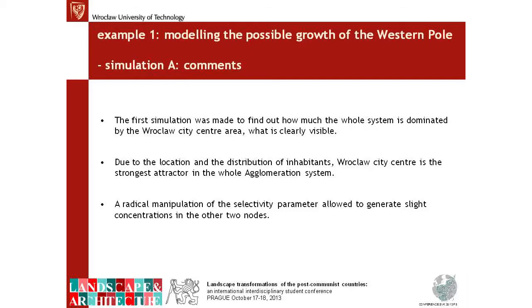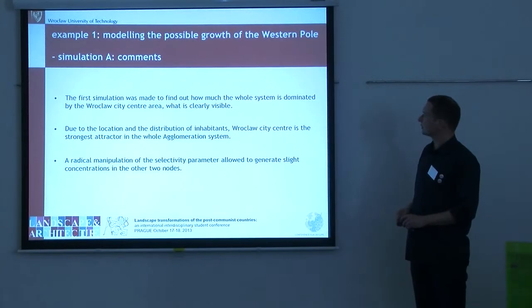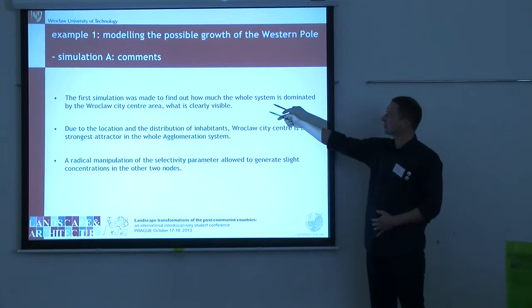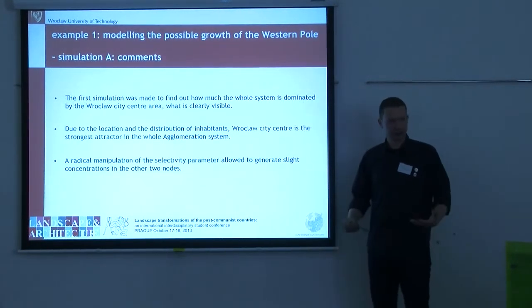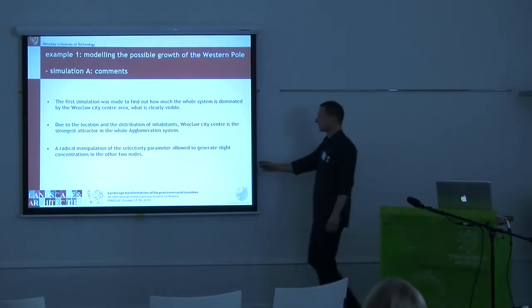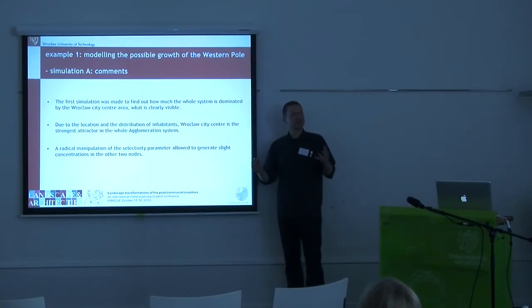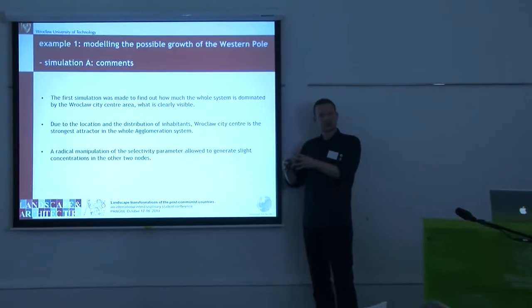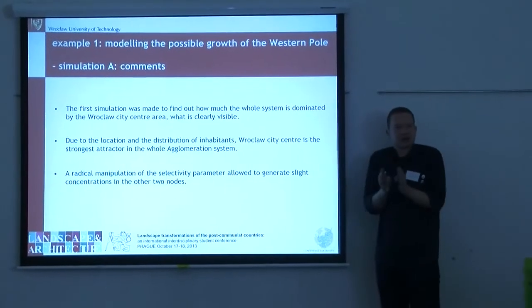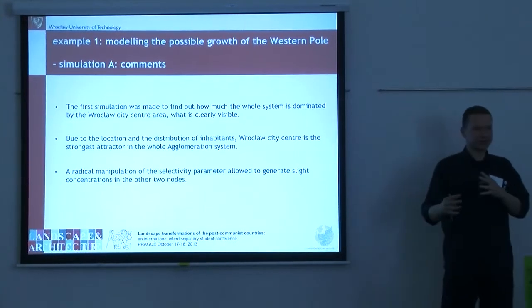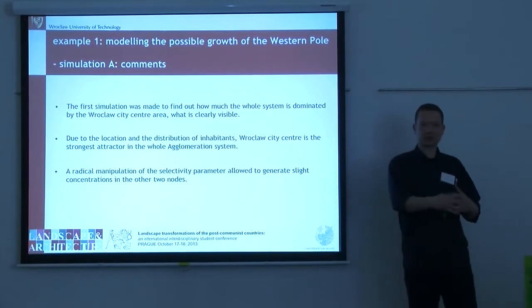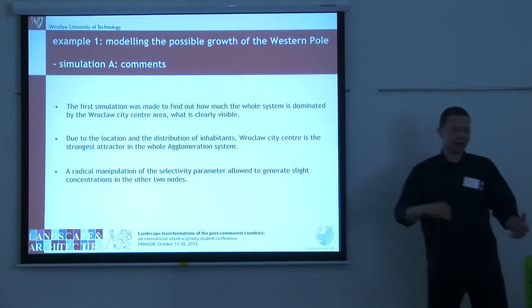Just to comment shortly. The first simulation was made to see how much the historical center dominates, and the result was that it dominates totally. We also manipulated the selectivity parameter a little bit, so we changed our travel makers from choosing freely to someone actually quite likely to be satisfied. So they needed less to make a longer journey. They were more likely to stop earlier.